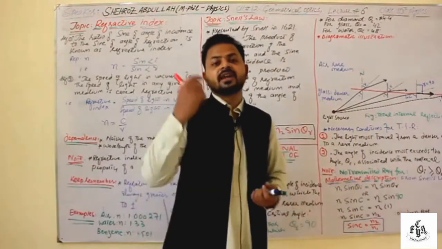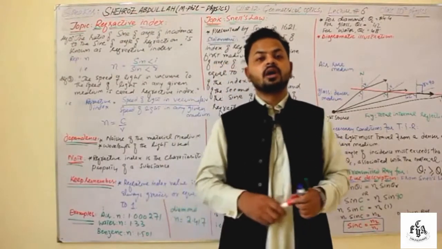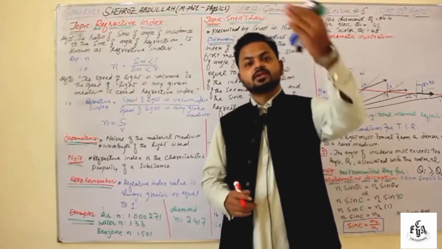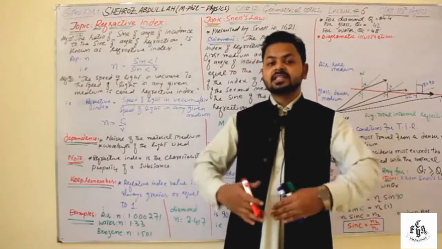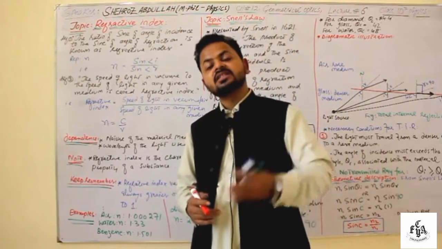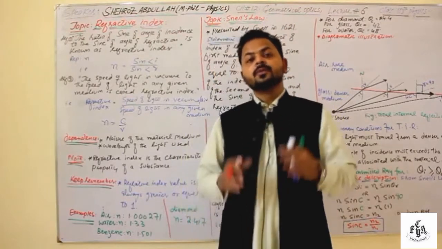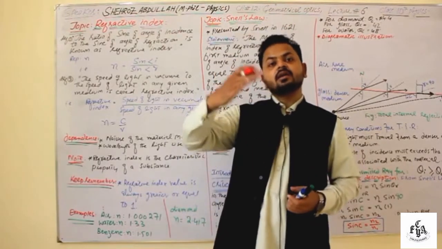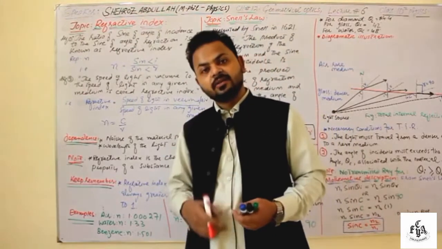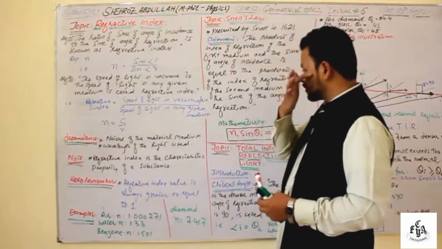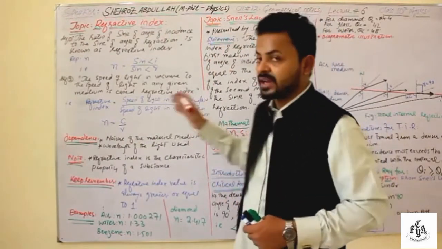What is refractive index? Refractive index is the ratio of sine of angle of incidence to sine of angle of refraction. Another definition of refractive index is the ratio of speed of light in air or vacuum divided by speed of light in any medium, n is equal to c by v. These were the two definitions. So this was all about refractive index.